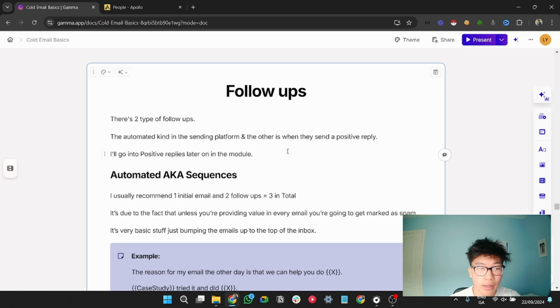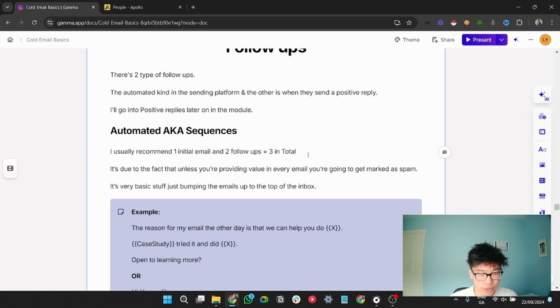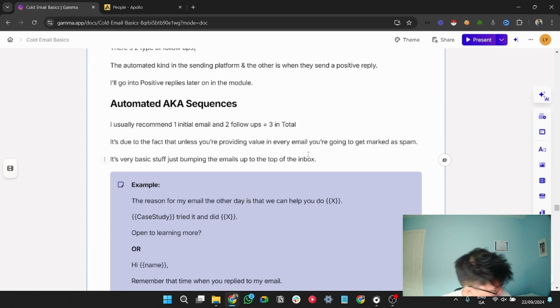So automated, aka sequences. I usually recommend one initial email and 2 follow-ups equals 3 in total. So this is your initial email where it's like, hi name, we saw you were the owner of company. We can help you do X in Y time, yada yada. Are you open to learning more, right? That's the first one. That's the initial email. And you need 2 follow-ups after that. If you're providing value in every email, or if you're not providing value, you're going to get marked as spam. And you don't want to get marked as spam, trust me.